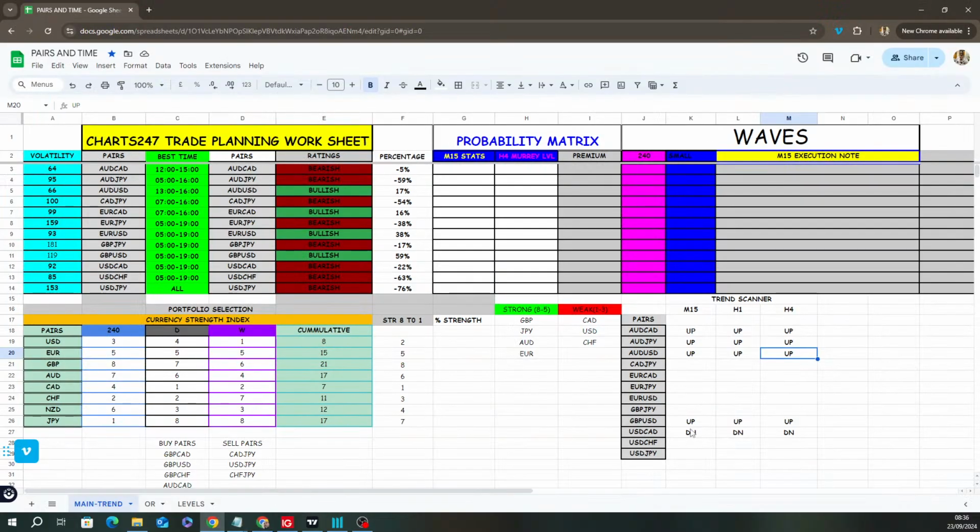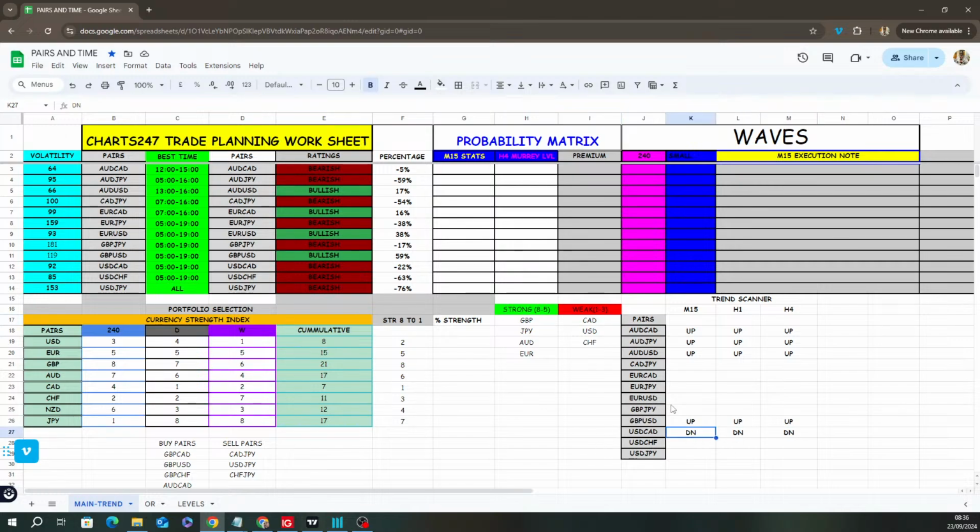Again, we do the same for the US dollar, Canadian dollar. This is a downtrend on the scanner, but if we look at the portfolio selection, US dollar is a sell pair, Canadian is a sell pair. So that is not a pair that I would like to trade.